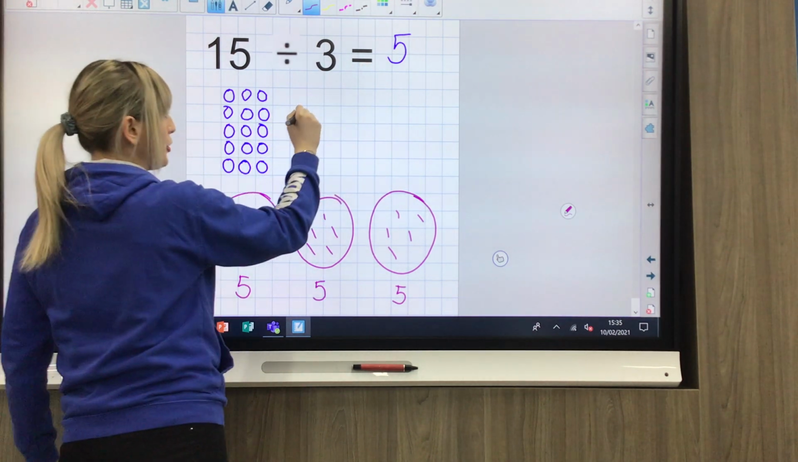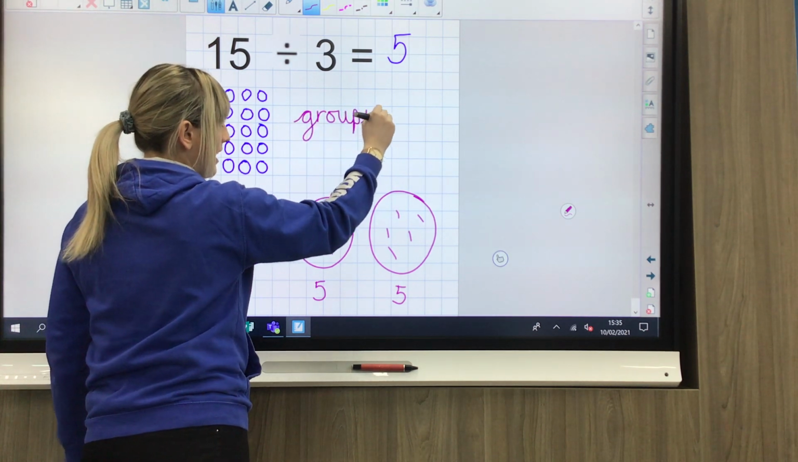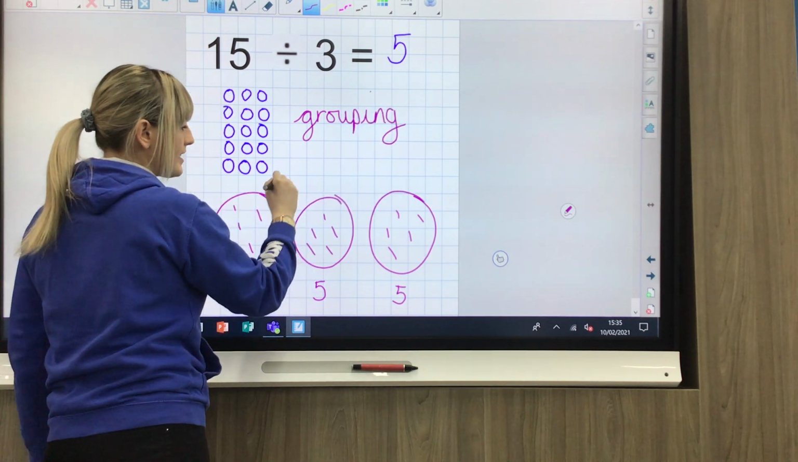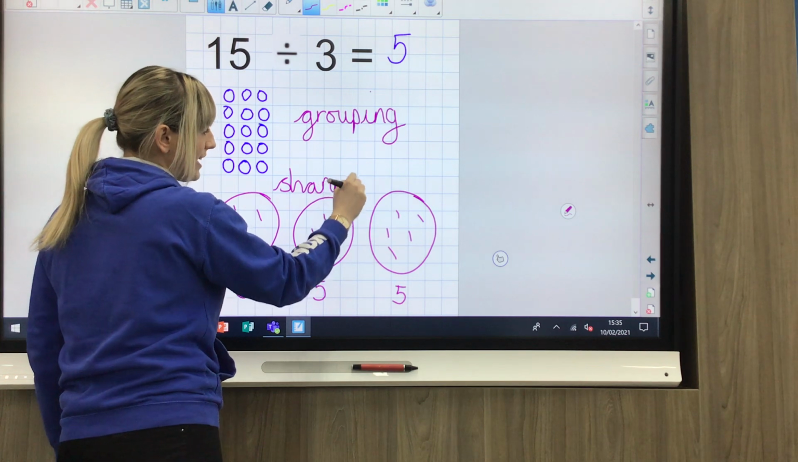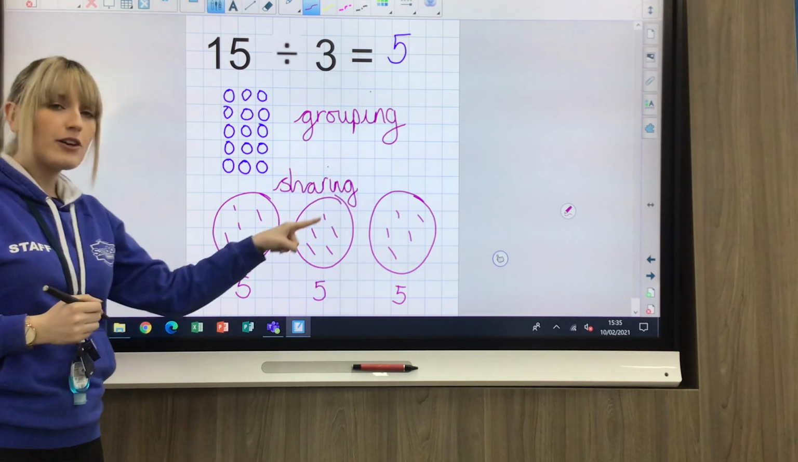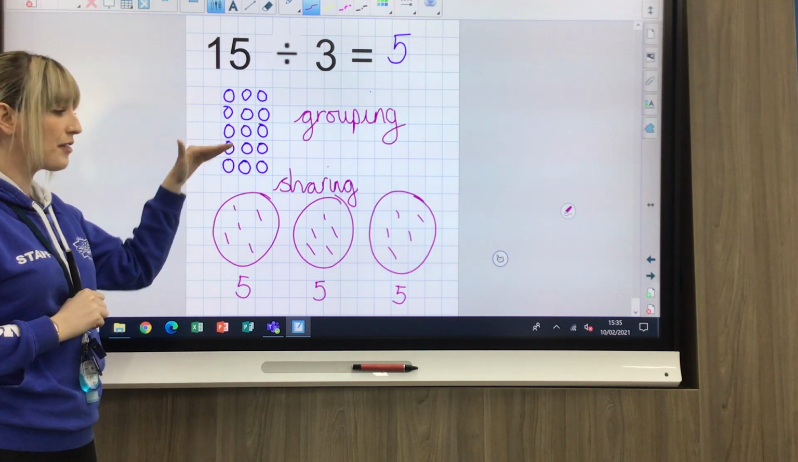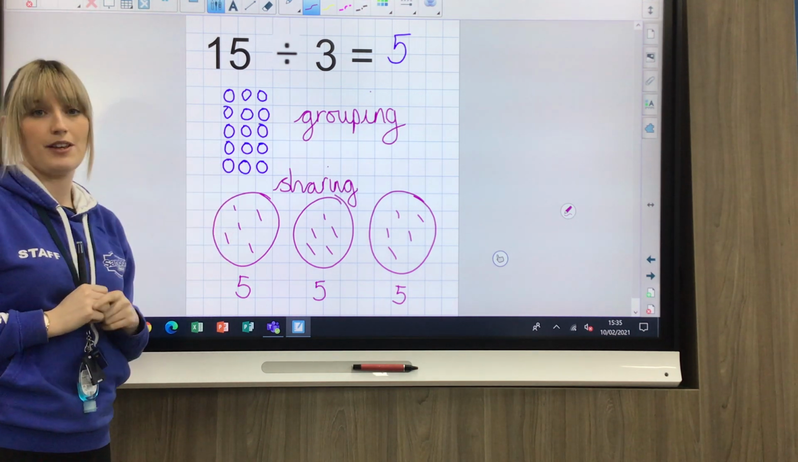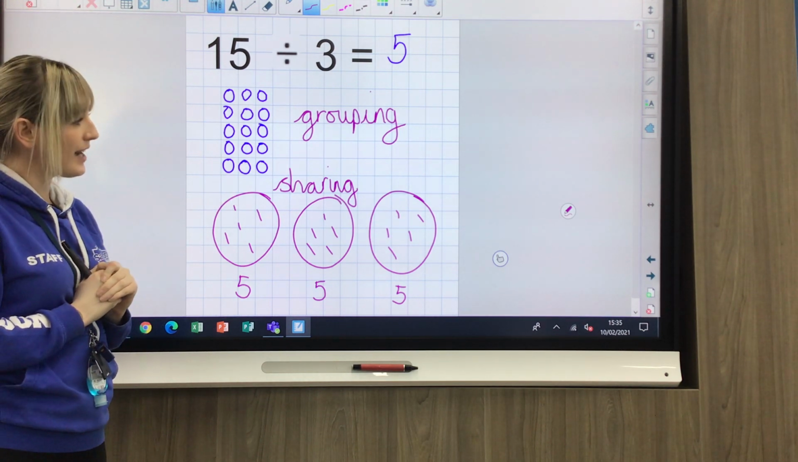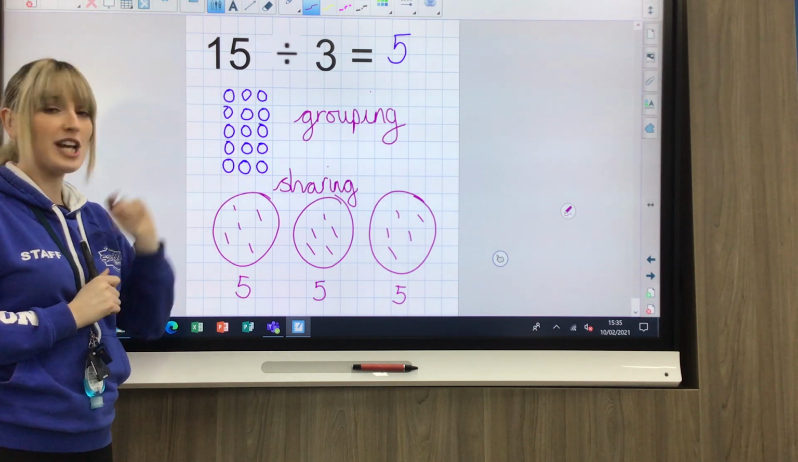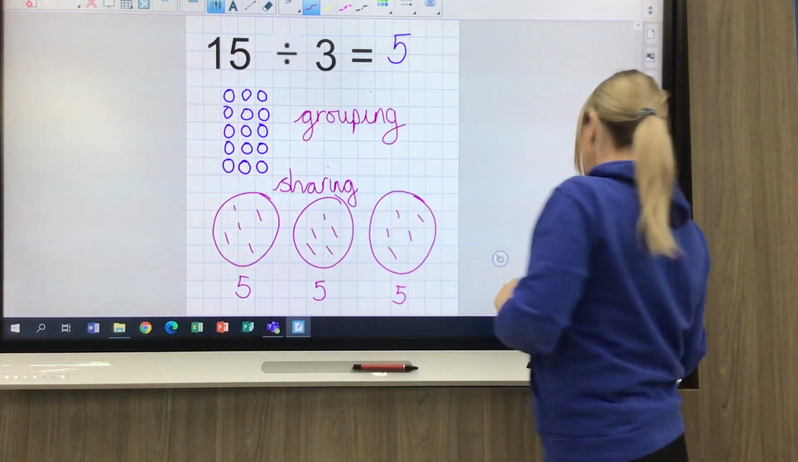So this would be grouping, and we've talked about that lots already. And the bottom one is sharing. And I know you find sharing a little bit easier when it comes to drawing to solve your answer. So each method gives us the same answer, so it doesn't matter which we use. So when I'm solving the next few questions, I'm going to look at sharing because I know you find that easier. Okay, so let's go.